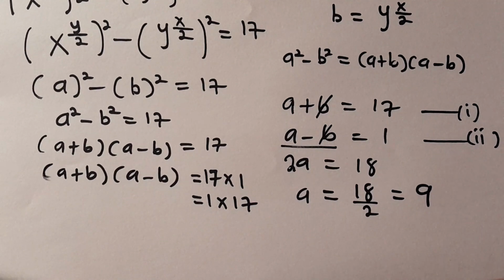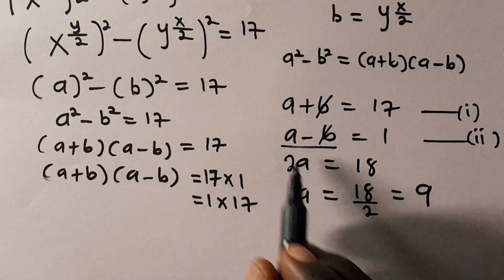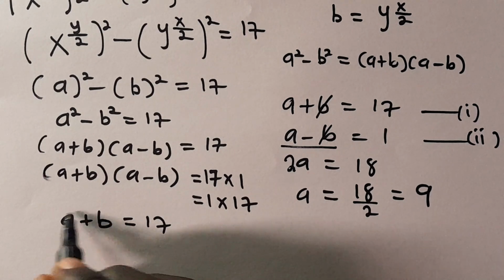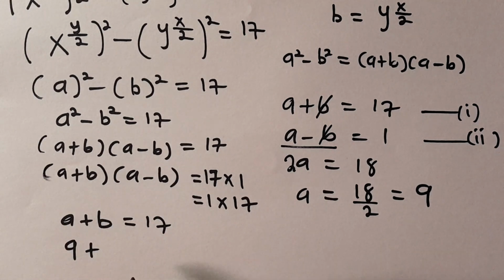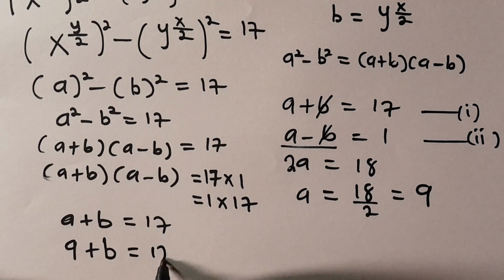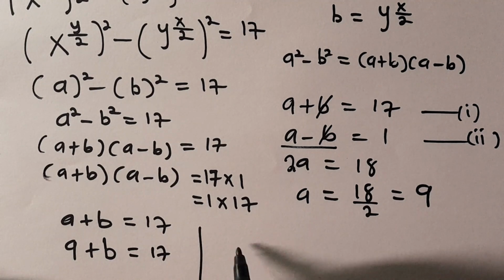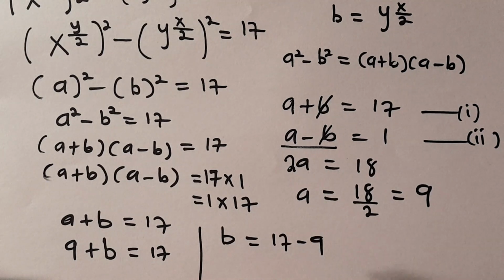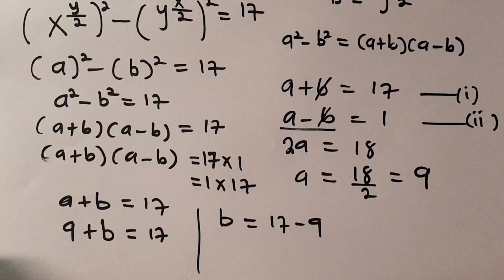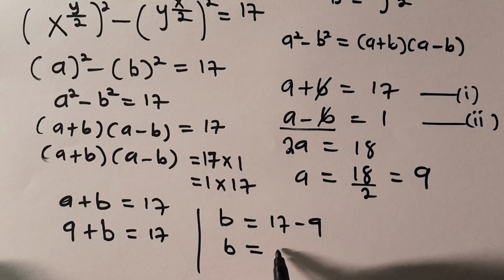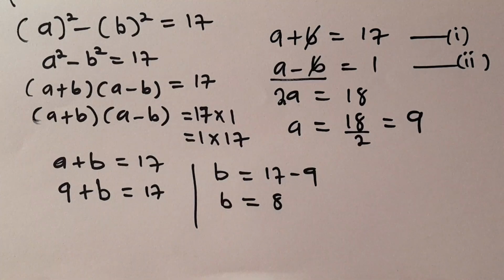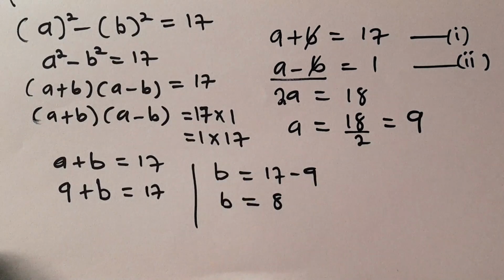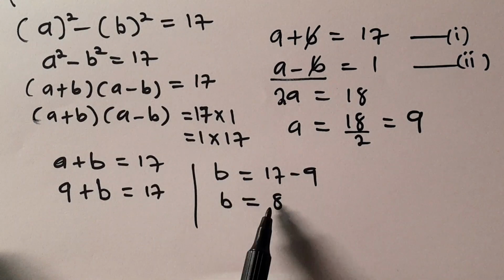So therefore, when a equals 9, from here we have a plus b to be equals 17. So we are going to have it to be 9 plus b to be equals 17, which implies that b will now be equals 17 minus 9, and b will be equals 8. So therefore, a equals 9 and b equals 8.